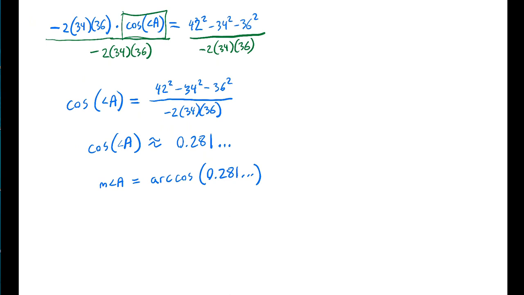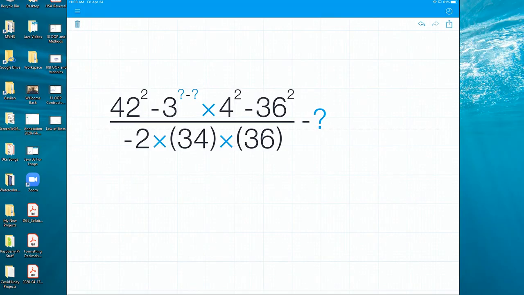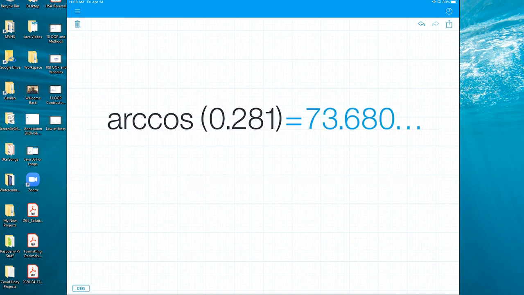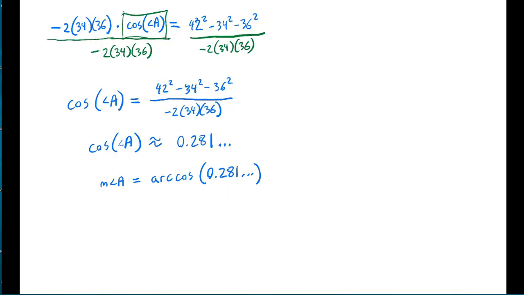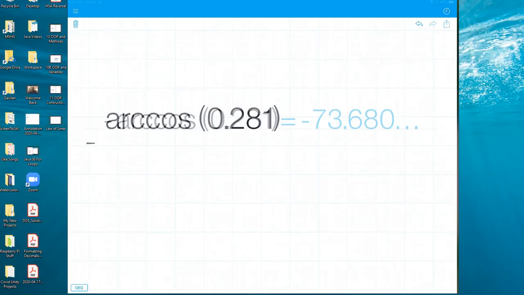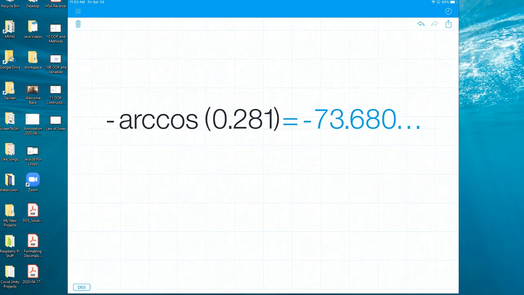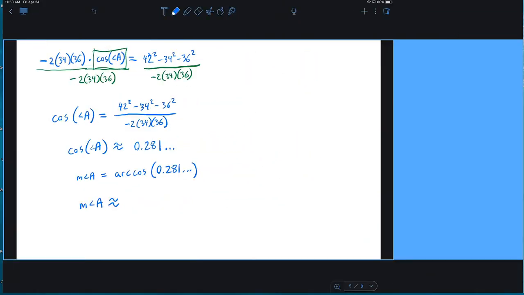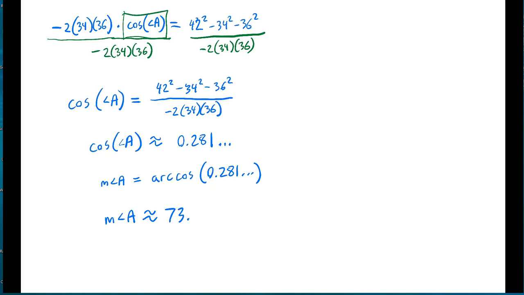Okay, so I'm going to go back over there. And I'm going to say, what is the arc cosine of 0.281? Boom, 73.68 degrees. So over here we get the measure of angle A is around 73.68. Okay, whoops. There we go. All right.